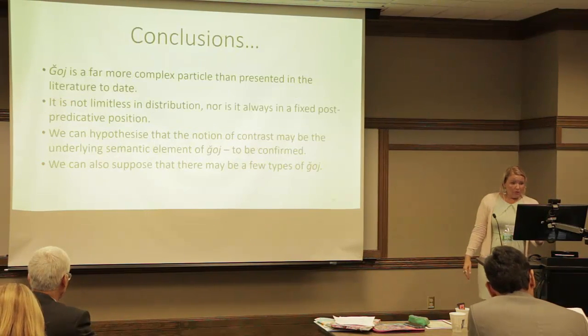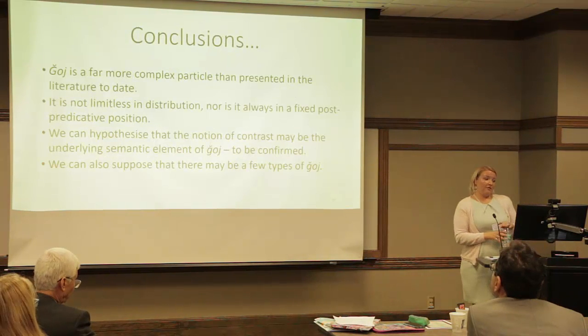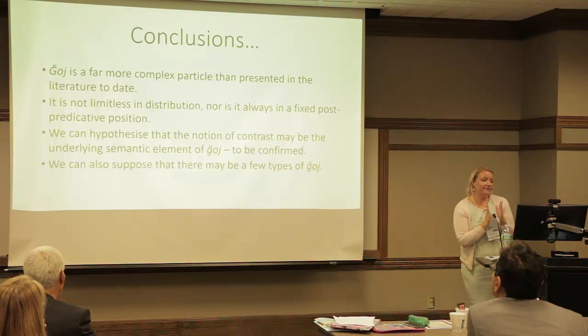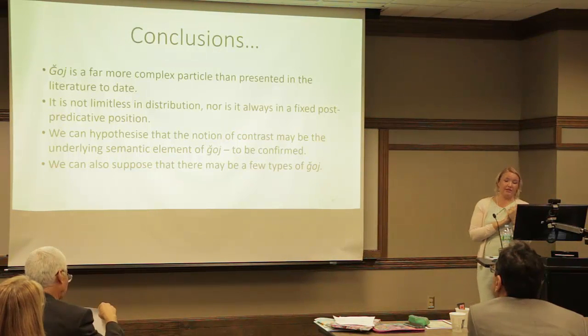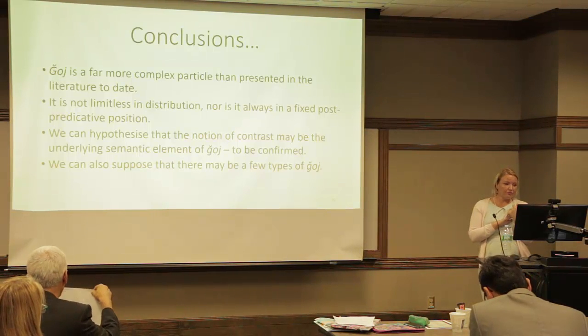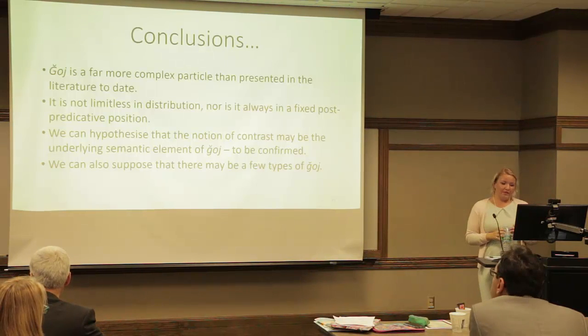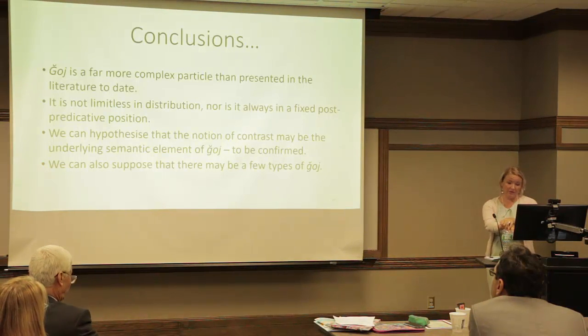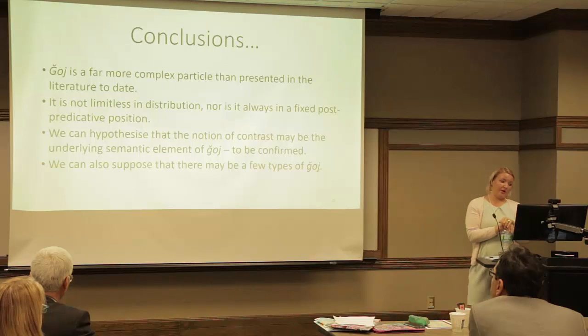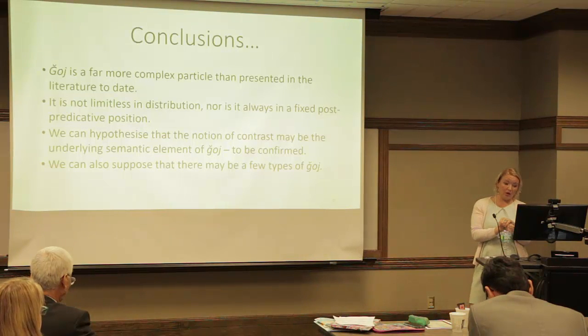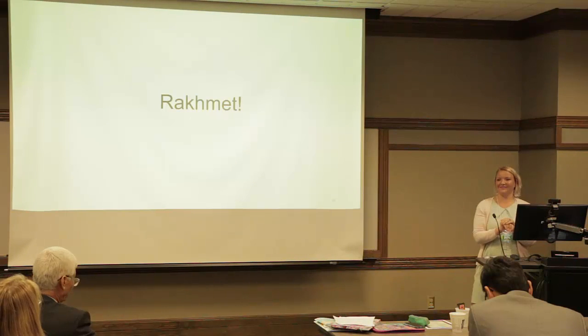So, my preliminary conclusions are that, obviously, Roy is a far more complex particle than presented in the literature to date. It is not limitless in distribution, nor is it always in a fixed post-predictive position. We can hypothesize that the notion of contrast may be the underlying semantic element of Roy, which is to be confirmed. And we can also suppose that there may be a few types of Roy. And Rahmet, thank you very much.